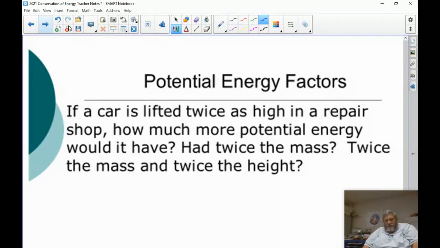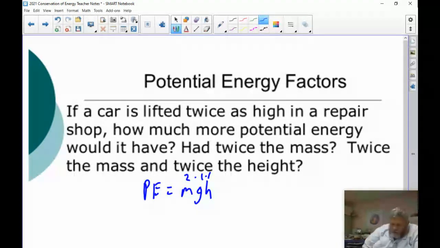All right, so let's look at a factor question. If a car is lifted twice as high in a repair shop, how much more potential energy would it have? Or twice the mass. So let's go, potential energy is mgh. If I double m, I'm going to put a 2 above it, and g and h stay the same, so I put 1 there. So the left-hand side of the equation is 2. So the potential energy would be twice as much. So 2 times.